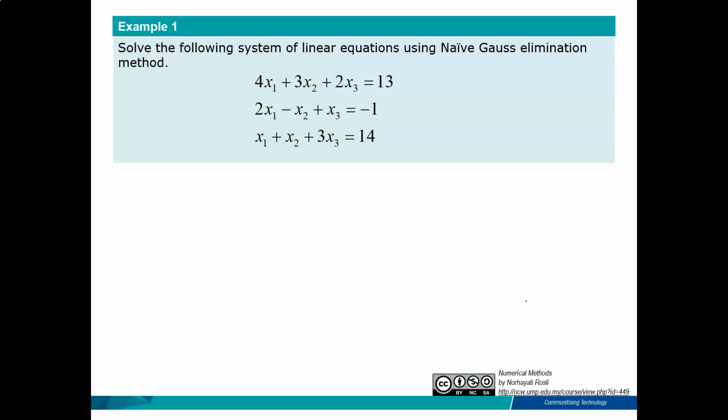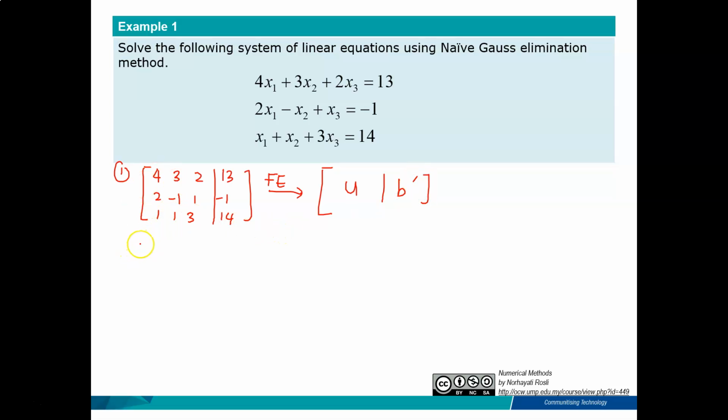So for this one, the first step, we need to write our system into an augmented matrix. So we'll have here, remember, all coefficients of the unknowns will become a matrix: 4, 3, 2, 2, negative 1, 1, 1, 1, 3. And then in the augmented matrix, this is our A. And then we have here 13, negative 1, 14. When we want to reduce into an upper triangular matrix, your aim here is to do forward elimination. And then you will have here your upper triangular matrix and your new vector B. Based on this, how can we do this one?